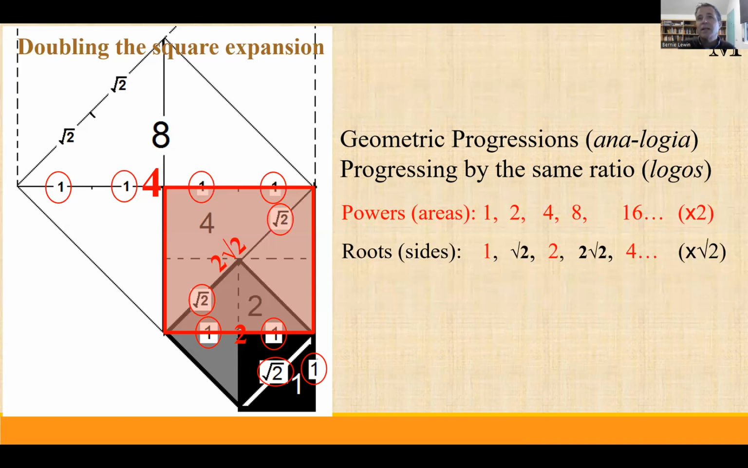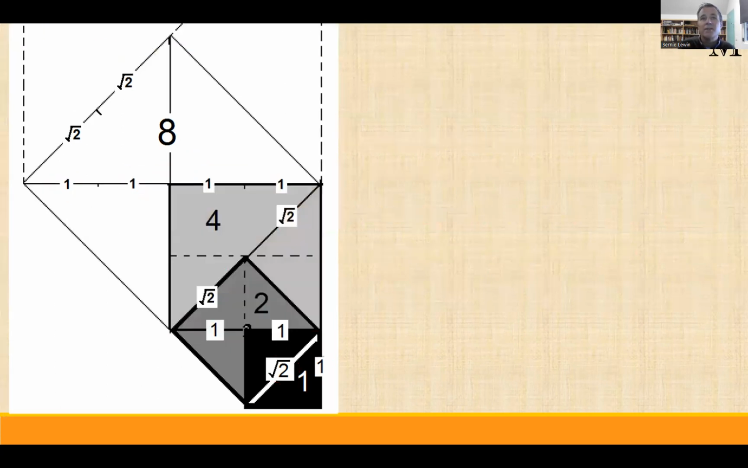So with the sides or the roots, the diagonal sides, with that interplay, instead of 1, 2, 4, we have this intermediate term, the root 2 and 2 root 2 and so on. So what we're doing is multiplying by root 2. So with the areas, we're multiplying by 2 each time. With the roots, we're multiplying by the square root of 2.